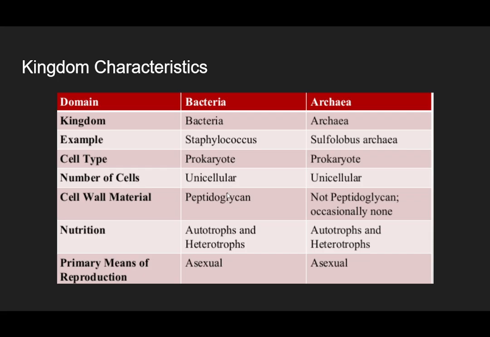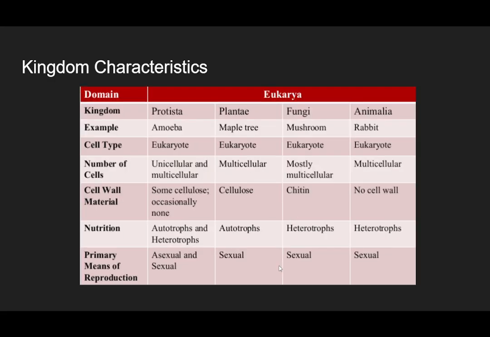Peptidoglycan. It's some random word that came from Latin. Now, nutrition. These are basically the same thing, and their reproduction is asexual. They don't mate, unfortunately. Now, eukaryotic cells we're probably much more familiar with.